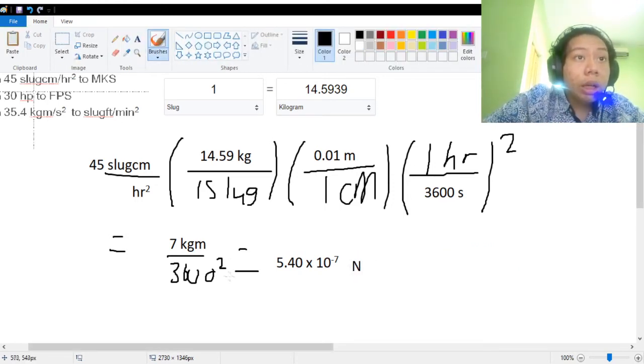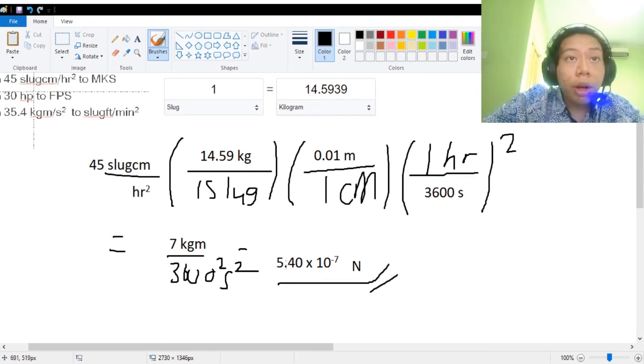Oh yeah, I forgot, this is second. So kilogram meter per second squared. It is Newton in MKS. So yeah, this is the answer right here: 5.40 times 10 to the power of -7.